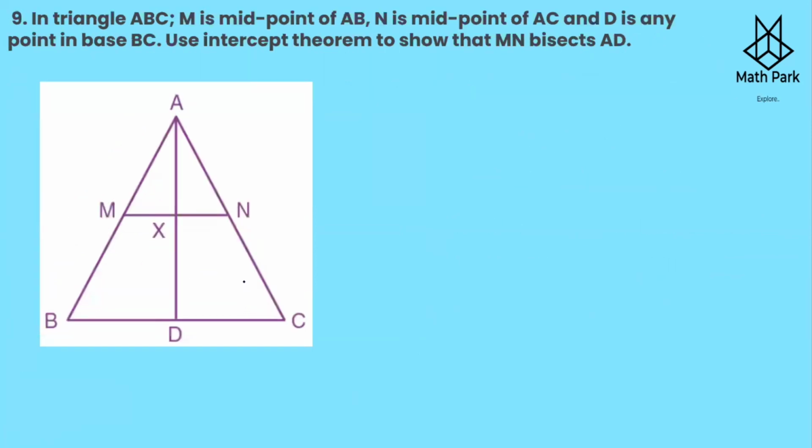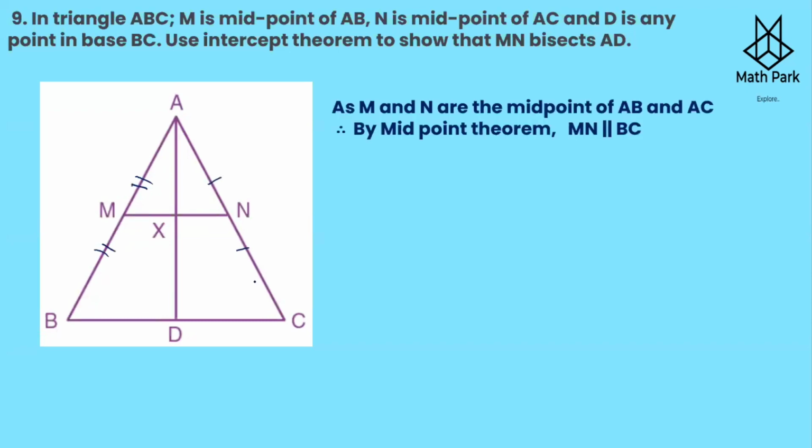Question number 9 is very easy. In triangle ABC, you have M is the midpoint of AB and N is the midpoint of AC, and the line segment drawn parallel joining the midpoint is going to be parallel to BC and half of it. So we use the intercept theorem over here. So as M and N are midpoints, therefore by midpoint theorem you get MN is parallel to BC.